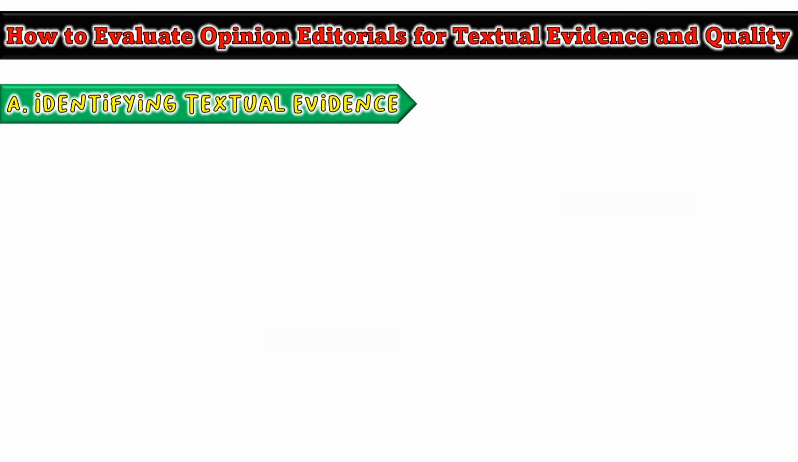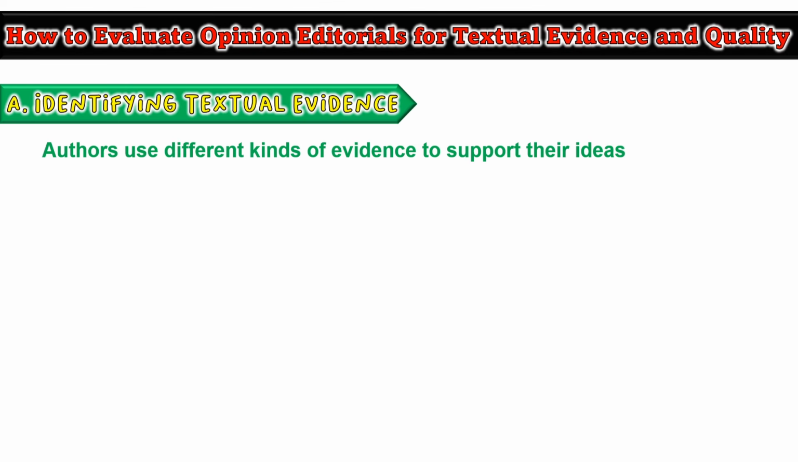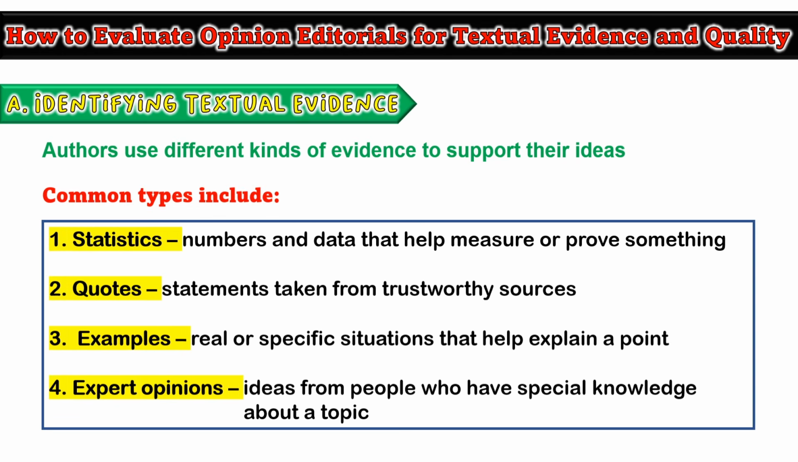I will now discuss how to evaluate opinion editorials for textual evidence and quality. First is by identifying textual evidence. Authors use different kinds of evidence to support their ideas. Common types include statistics, numbers and data that help measure or prove something. Quotes, statements taken from trustworthy sources. Examples, real or specific situations that help explain a point. Expert opinions, ideas from people who have special knowledge about a topic.